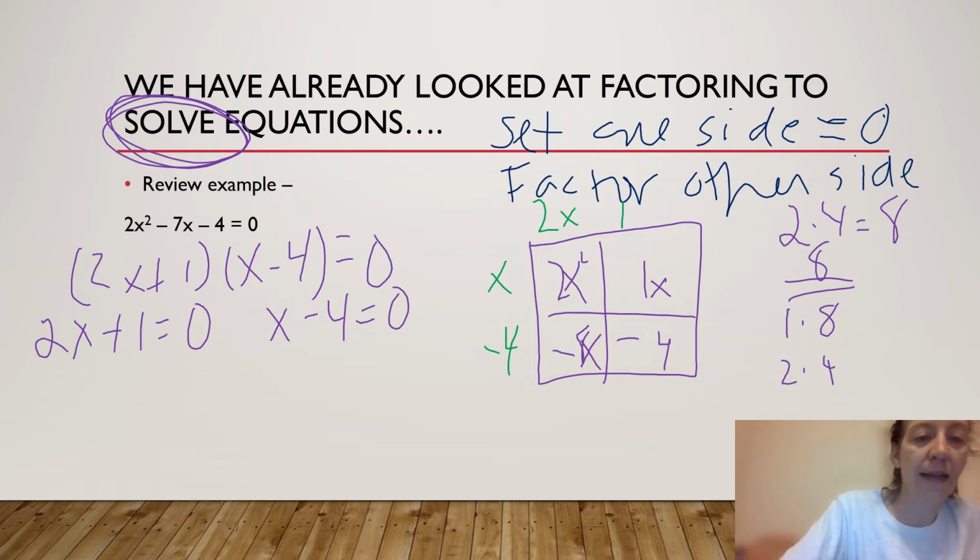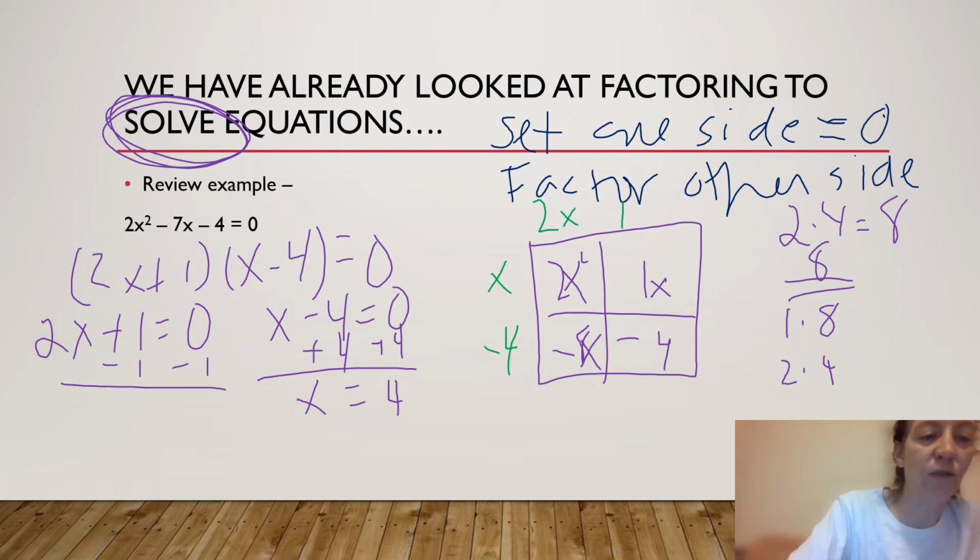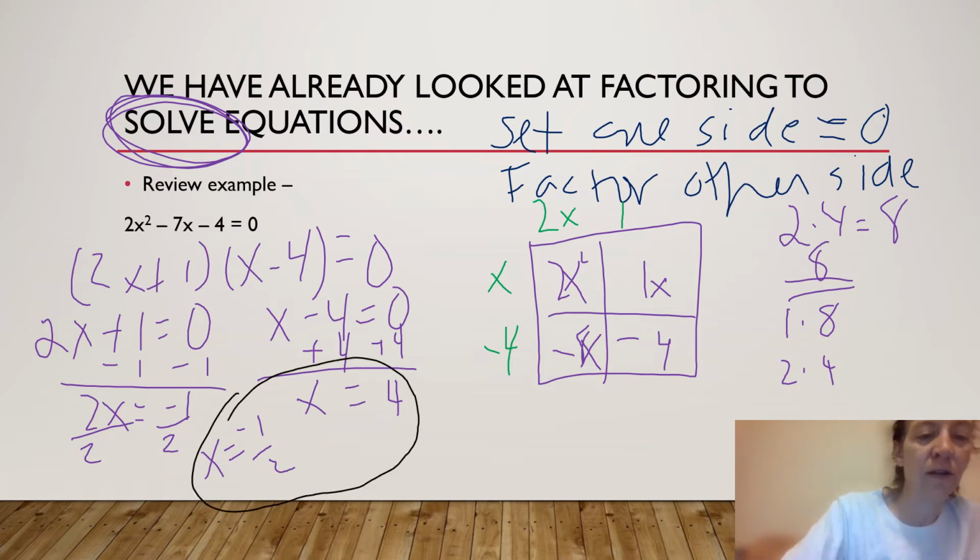And then I can add 4 to both sides. So one of the solutions is x equals 4. The other one requires a little bit more work. We subtract the 1 from both sides and then divide by 2. And don't let that fraction freak you out, okay? It is just -1/2. And so this problem has two answers, x equals -1/2 and x equals 4.